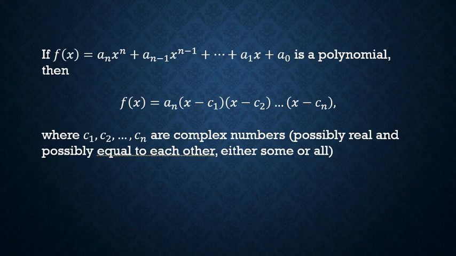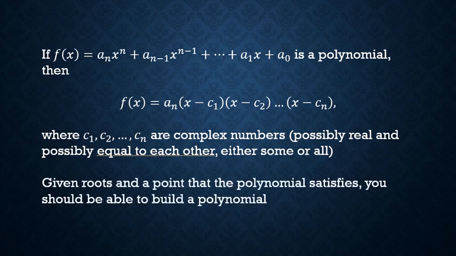If you have a polynomial, as we see right here, then we can write this as a sub n, our leading coefficient, times the product of linear factors, x minus c1 times x minus c2 times x minus cn, where each of these c's are the roots, or the solutions, or the zeros. These are complex numbers, possibly real numbers, and they could possibly equal each other, some of them being equal, some not, or they could all be the same. Who knows? That will vary. But if you're given the roots of a polynomial, and you're given a point that the polynomial satisfies, you should be able to essentially construct the polynomial.